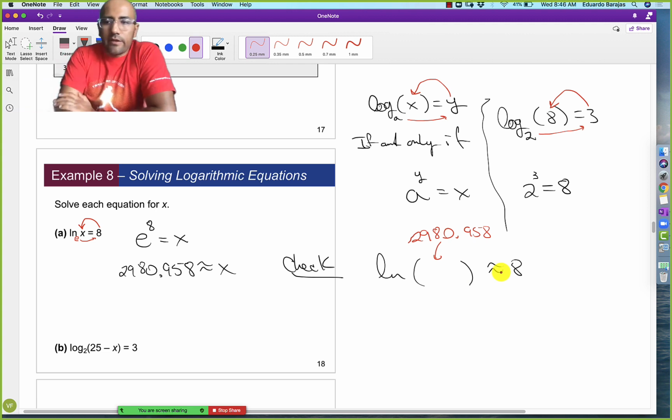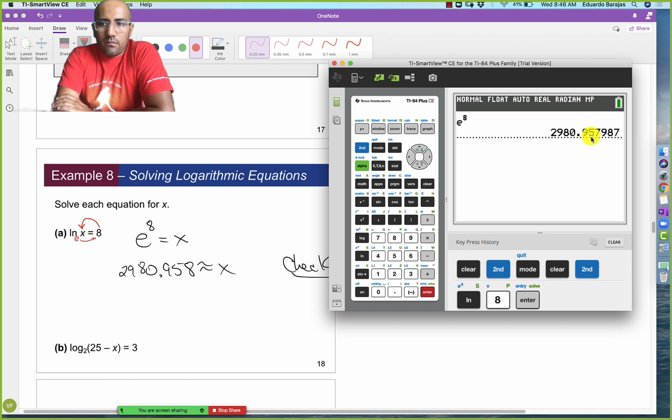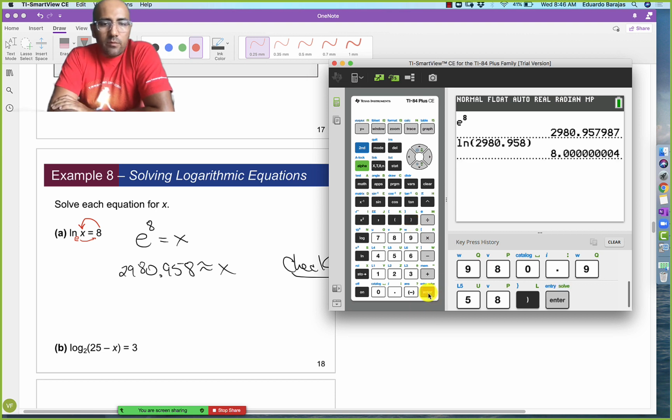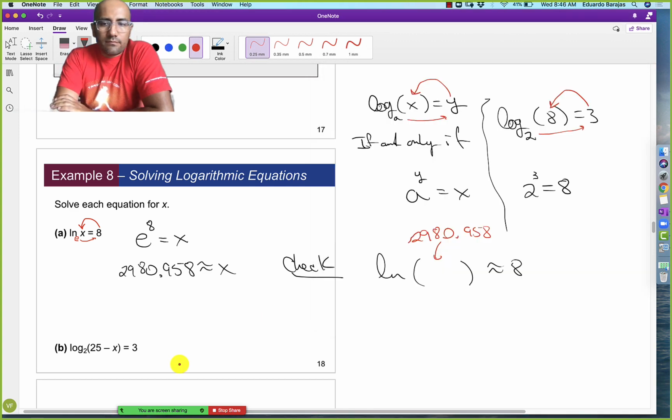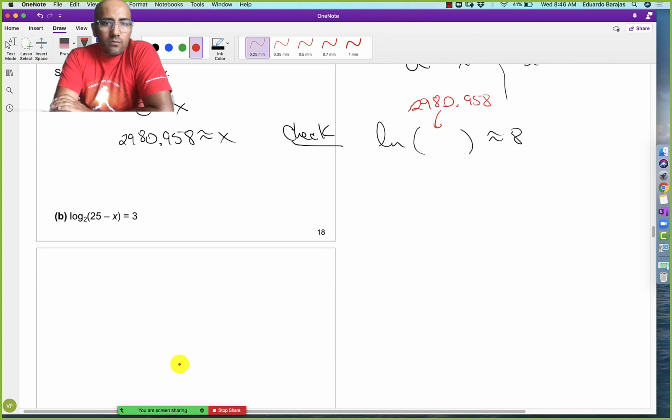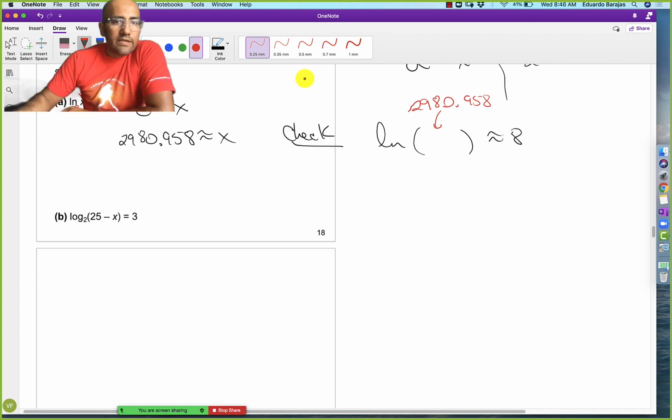And again, we can use our calculator to check that. 8. Okay, so if it's true, it must mean that ln of 2980.958 approximately should be pretty close to 8, and it is. A little bit of rounding issues. Any questions? No? We're good? Okay, this next one, same thing.